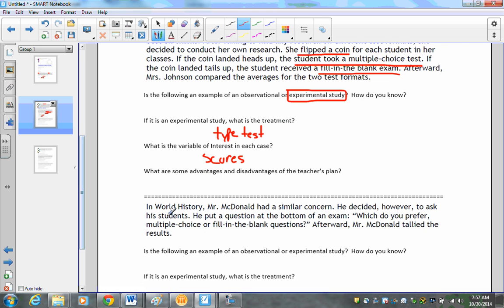Last one. In a world history, Mr. McDonald had a similar concern. He decided, however, to ask his students. He put a question at the bottom of the exam: which do you prefer, multiple choice, fill in the blank questions. Afterward, Mr. McDonald tallied the results.